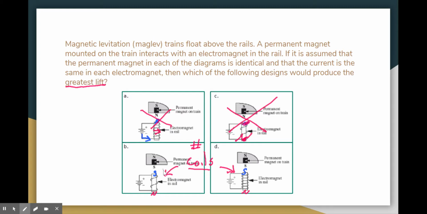So in this case, we have one, two wraps here versus one, two, three, four, five wraps. Better to have the five wraps here than the two wraps here. So we'll eliminate that. I think I'm going with answer D. Why? It creates repulsion between the south and the south. The electromagnet south pole will repel the permanent magnet south pole, and more coils, more lift.